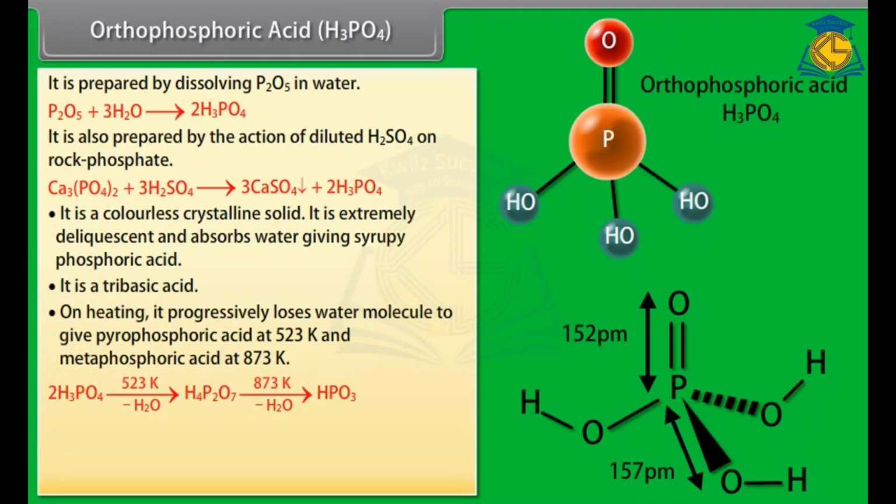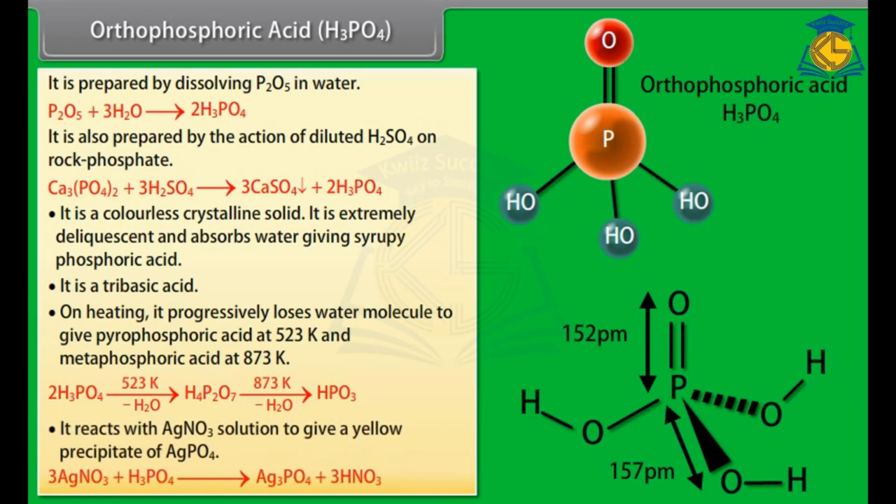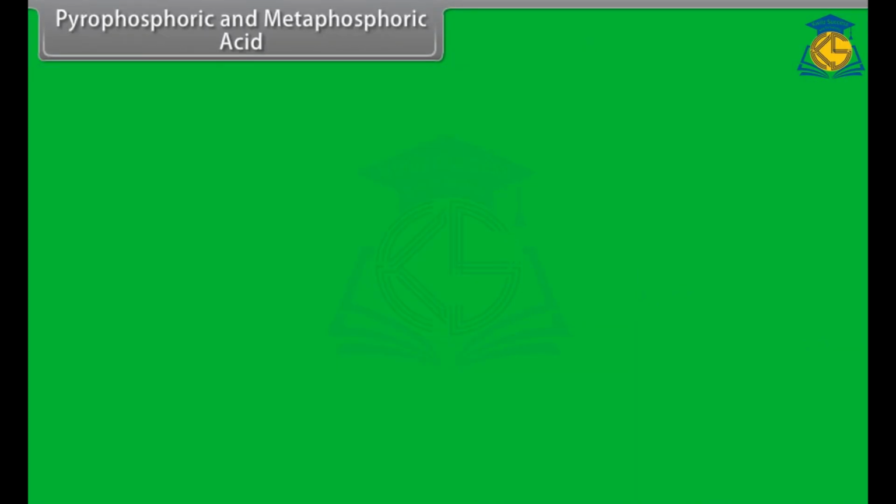On heating, it progressively loses water molecules to give pyrophosphoric acid at 523 Kelvin and metaphosphoric acid at 873 Kelvin. It reacts with AgNO3 solution to give a yellow precipitate of Ag3PO4. Next, pyrophosphoric and metaphosphoric acid.